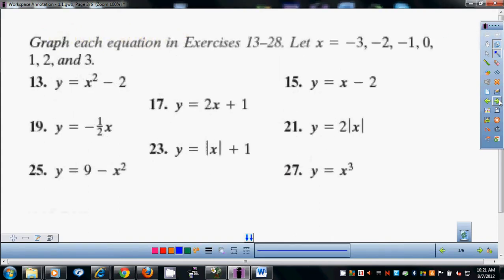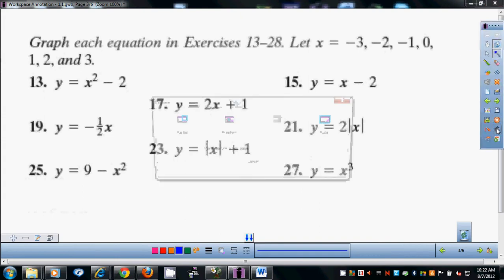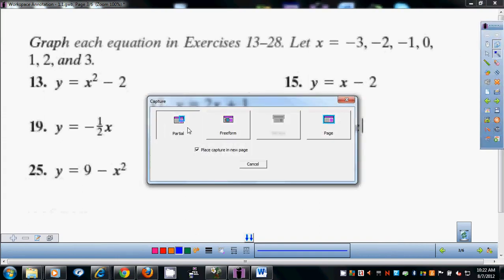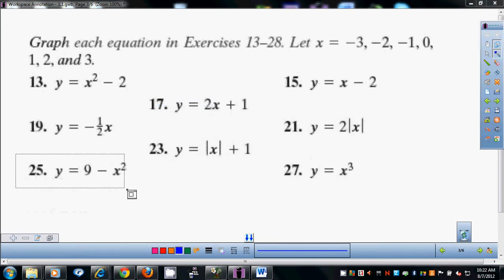Next, graph each equation in exercises 13 through 28. Now, they give you 7 points, -3 to +3, that you're supposed to graph. That's all you have to graph, just those individual points. So I'll do one of them for you right now, and then I'll do any other ones you want to see. Let's see, which one looks harder? Let's do 25.